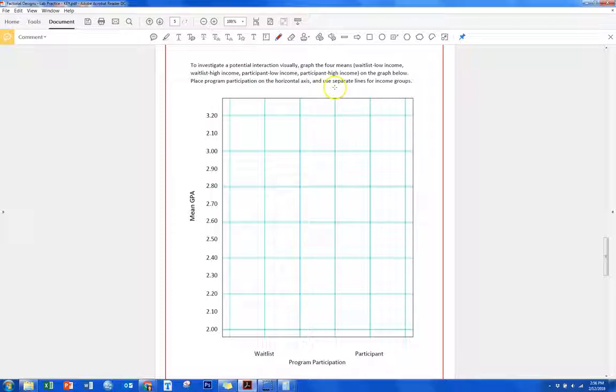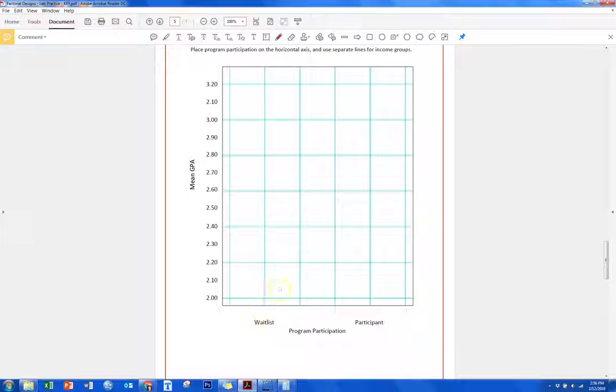So we're going to graph these four means. Let's start with wait list and participant, and we're going to put high income and low income on different lines. So place program participation on the horizontal, separate lines for income groups. Okay, let's explain what that means. Let's start with the high income kids. We'll graph them first.